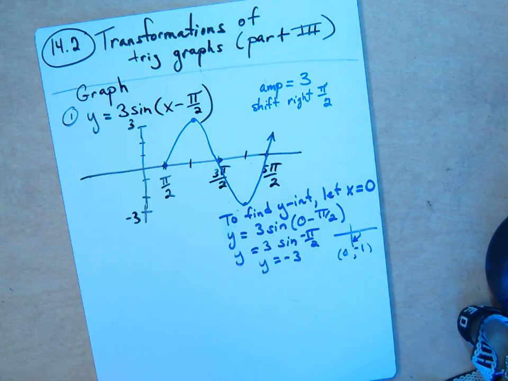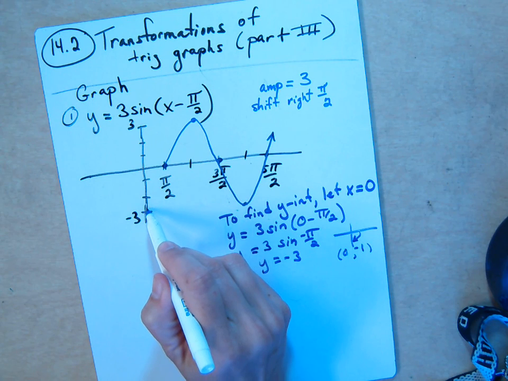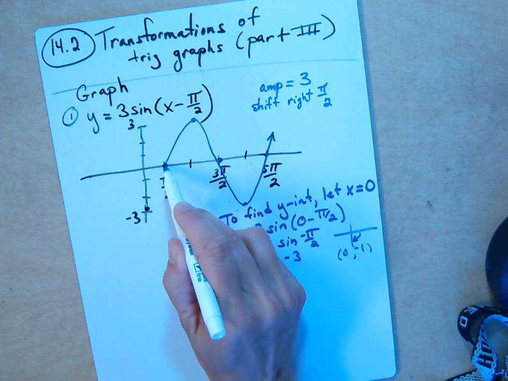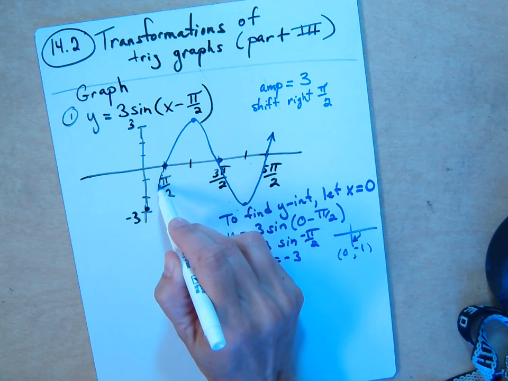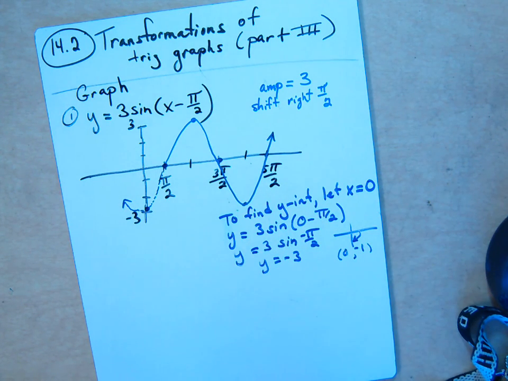So now I can make my graph nicer. I know that it crosses here at negative 3, so I can just extend this. Besides, the y-intercept contains important information. That's usually what's happening at time 0, when x is 0. So you want to be able to know what the y-intercept is.